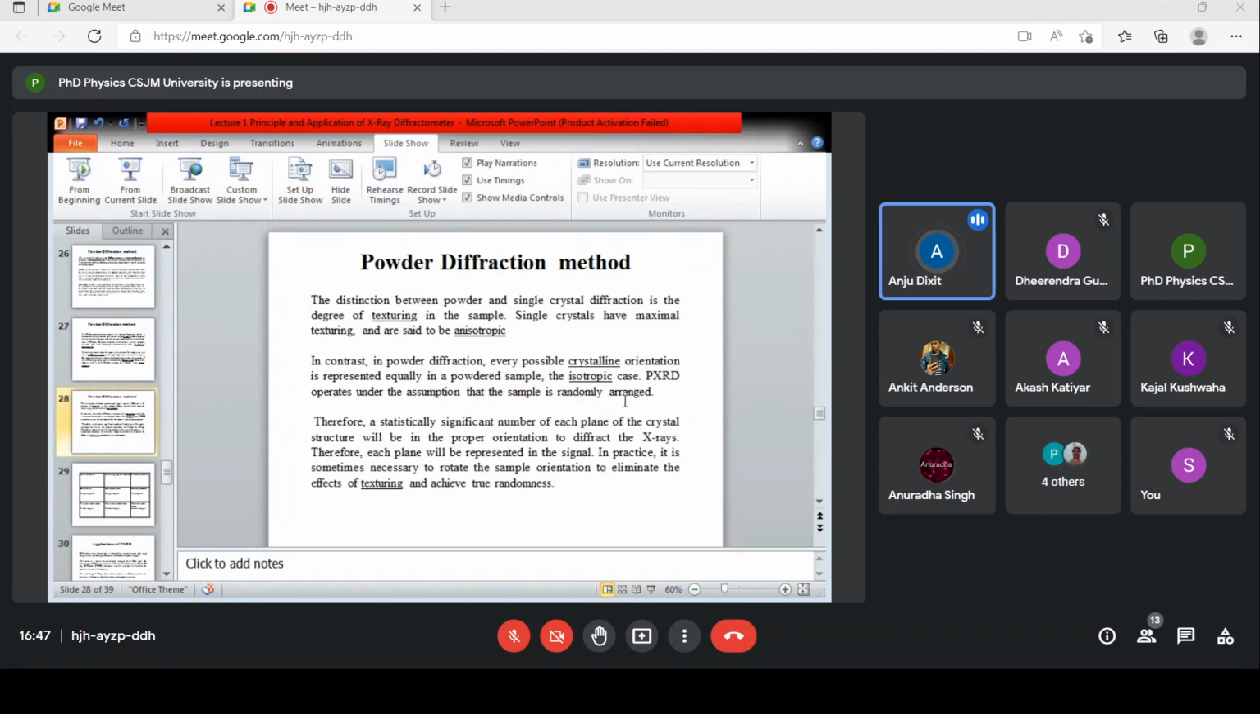So PXRD means powder X-ray diffraction, and I just wrote it in short, that is PXRD. Powder X-ray diffraction operates under the assumption that the sample is randomly arranged. So therefore, a statistically significant number of each plane of crystal structure will be in a proper orientation to diffract the X-rays. Therefore, each plane will be represented in the signal. In practice, it is sometimes necessary to rotate the sample orientation to eliminate the effect of texturing and achieve true randomness.